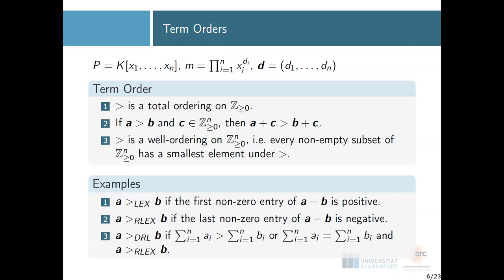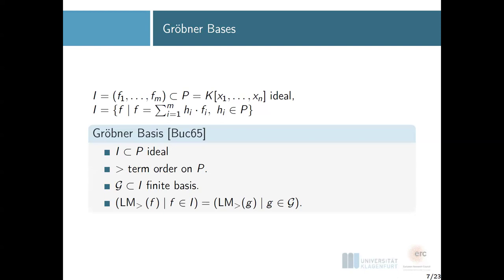And then there's the degree reverse lexicographic term order, where you first compare the degrees of two monomials, and if they have the same degree, then you fall back to a reverse lexicographic term order. To define a Gröbner basis, you take a polynomial system and you fix a term order. With the term order, you can then define the system of leading monomials, which is the system on the left on the bottom.